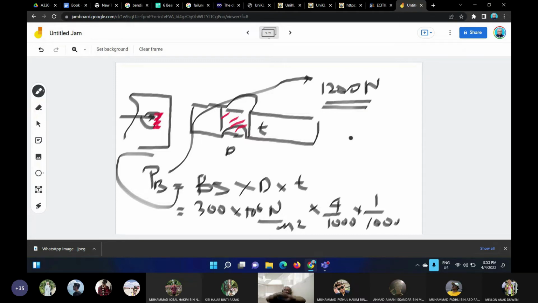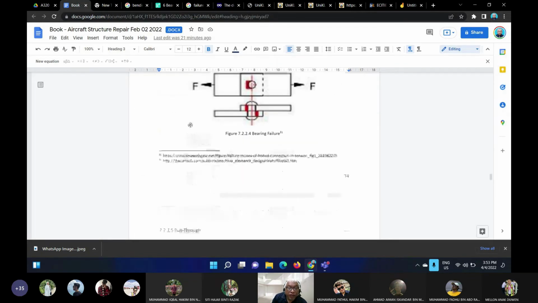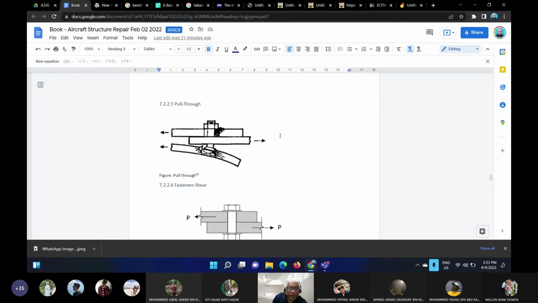You see the failure from the previous analysis, there is tendency of failure. The weakest one is on bearing. So bearing will be the weakest one. So you should not load the fastener to higher than 1,200 Newton for each fastener, or else you have failure in terms of bearing. No question? I move on. You guys very good.